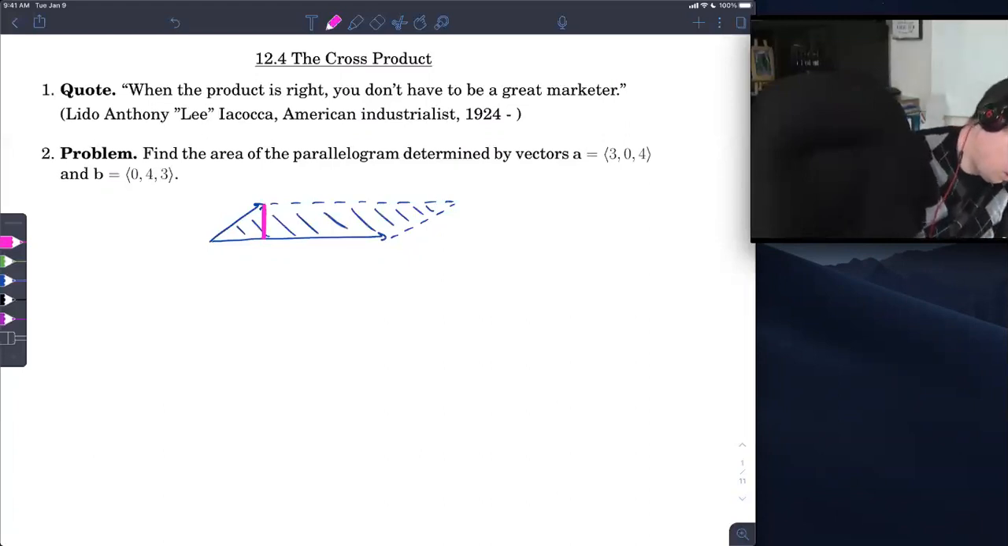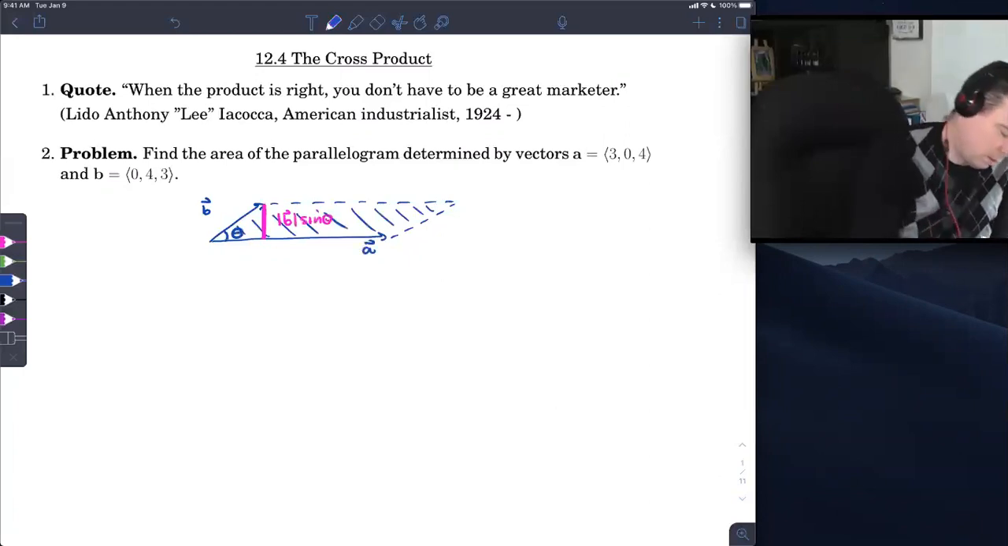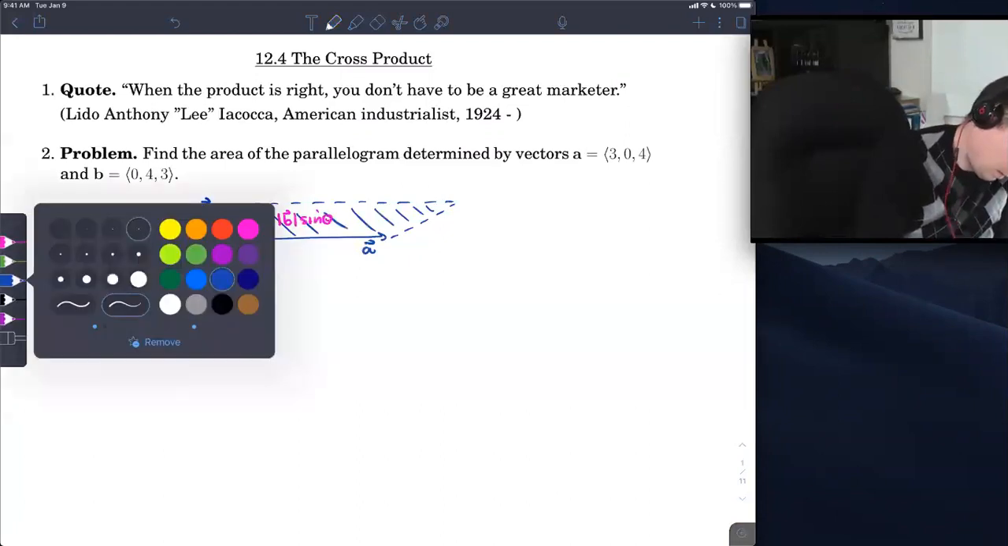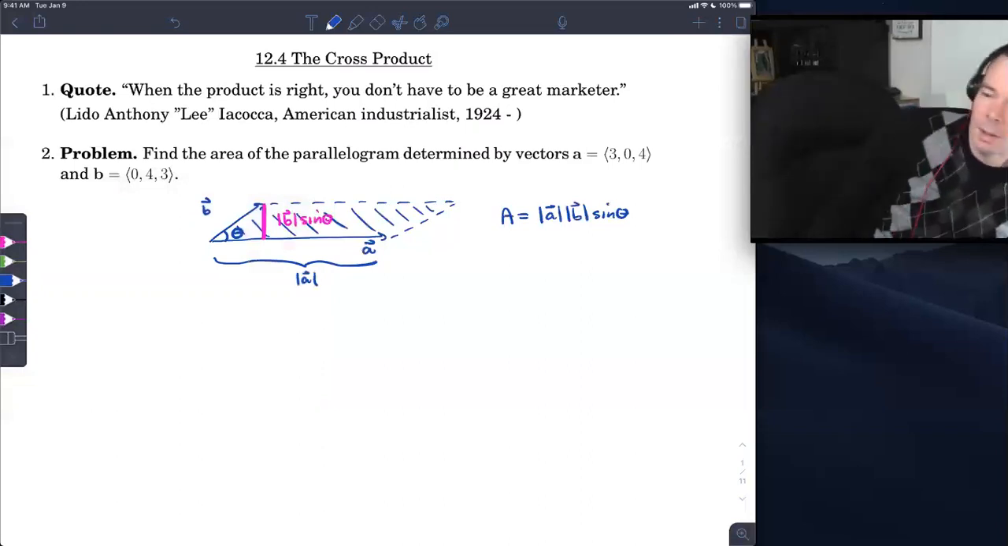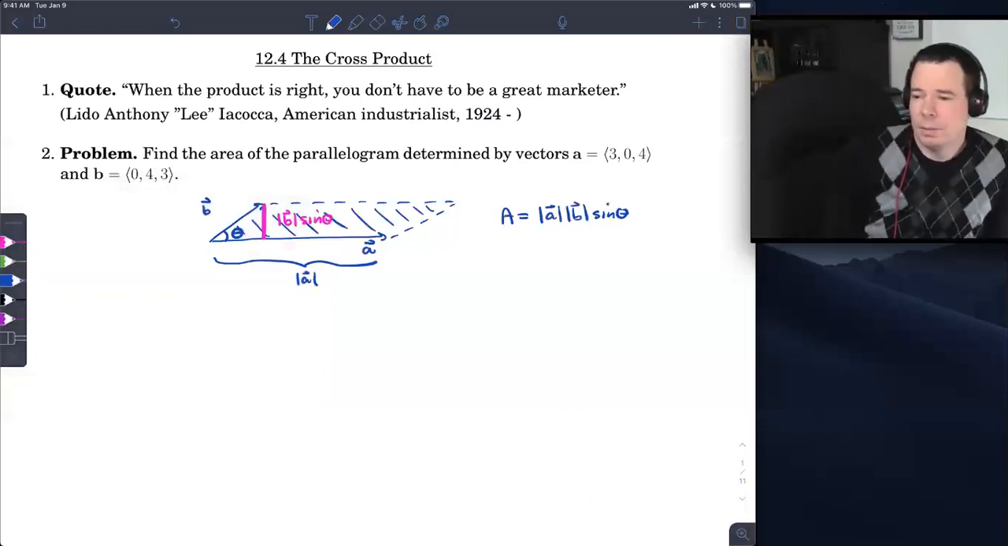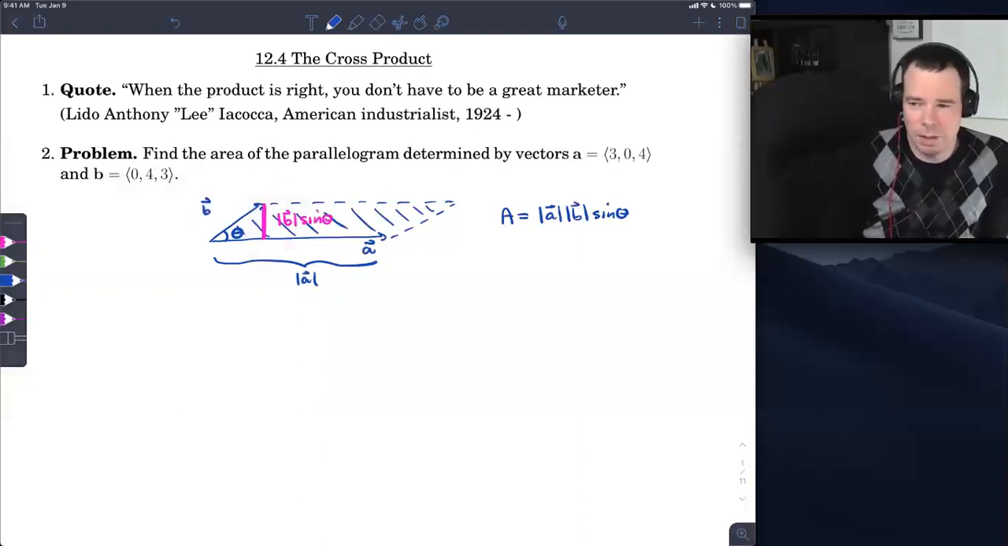So in this case, if this is B and this is angle theta, our height is B sine theta. And if this is vector A, then the width of our parallelogram is the length of A. And so we know that the area is the length of A times the length of B times sine of the angle between them. This is all well and good if we can work out the sine of the angle between them, which we can do by using the dot product to find the cosine of the angle between them, and then work out the sine.